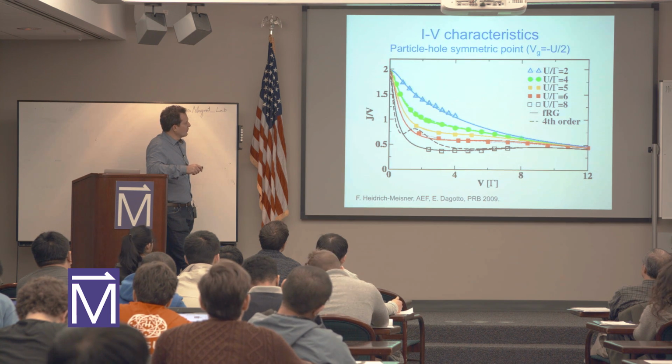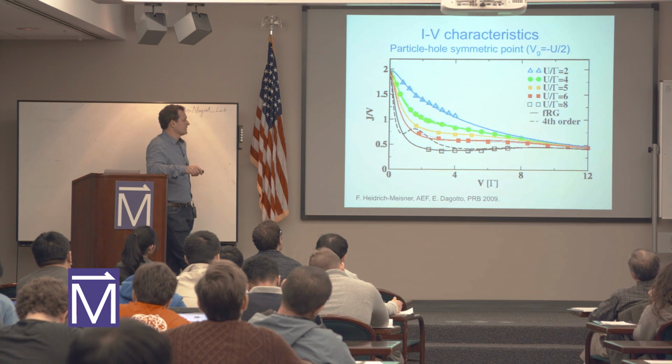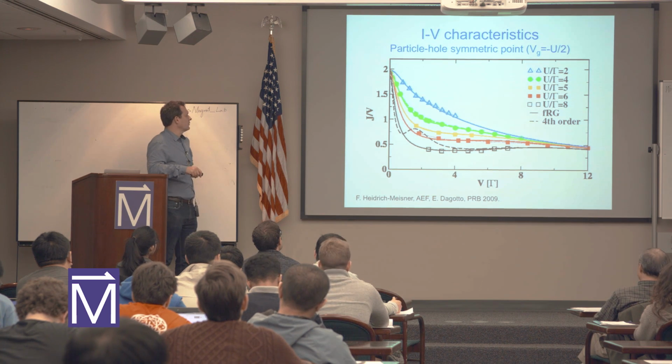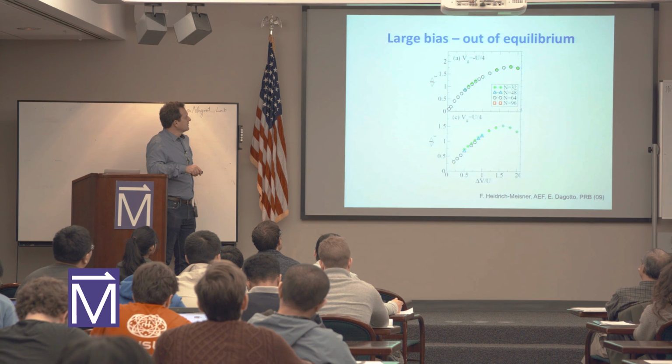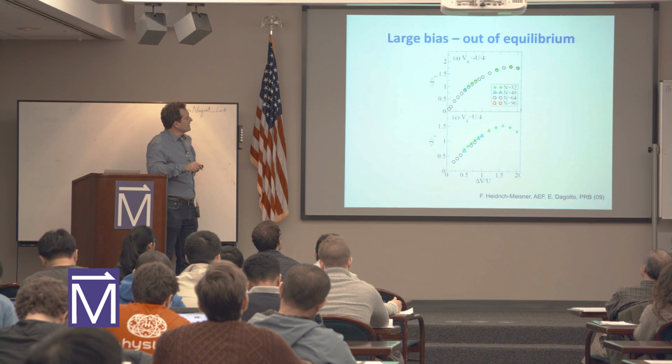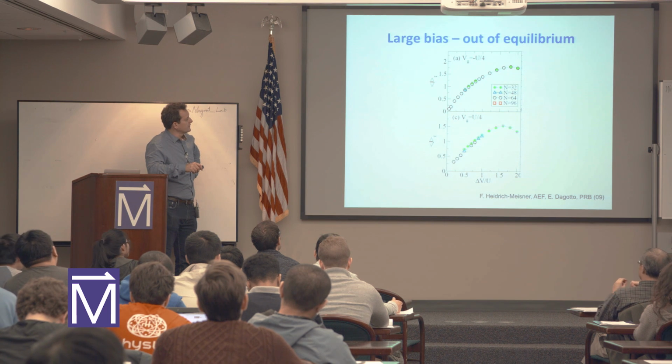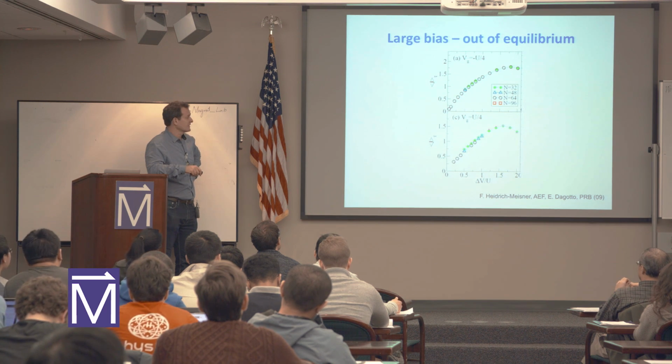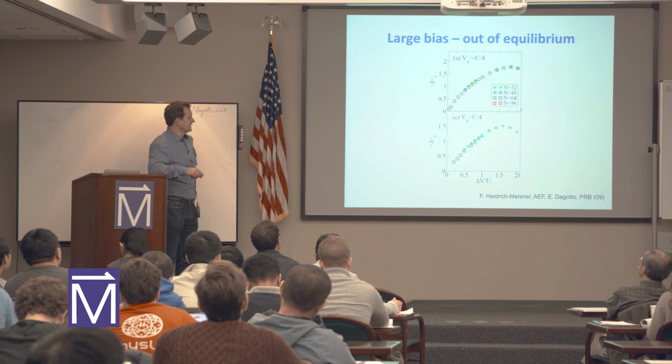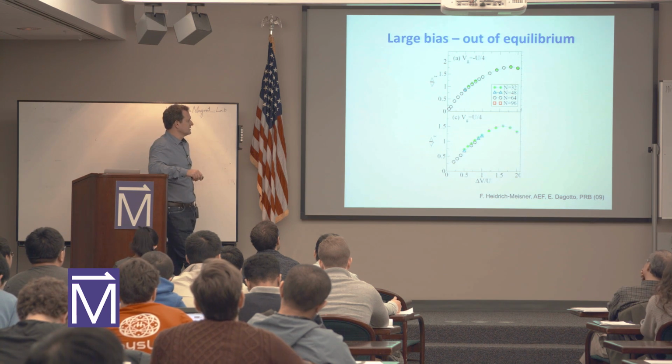This is away from equilibrium, and you see that here we're comparing with functional RG and fourth order perturbation theory, and you see that FRG works actually quite well. Here, an interesting effect for large biases in Kondo is that you get a negative conductance, and this is due to the Coulomb blockade peaks in the density of states.